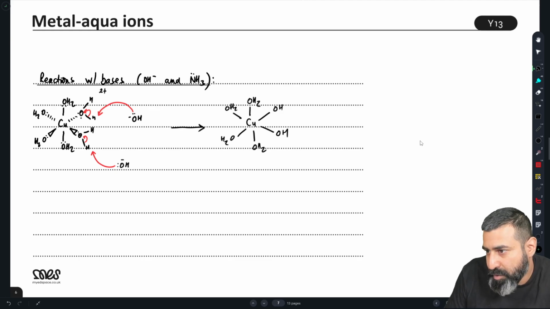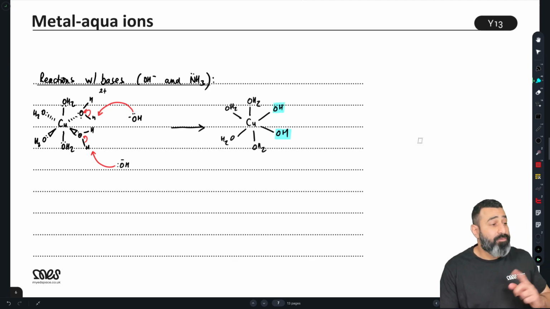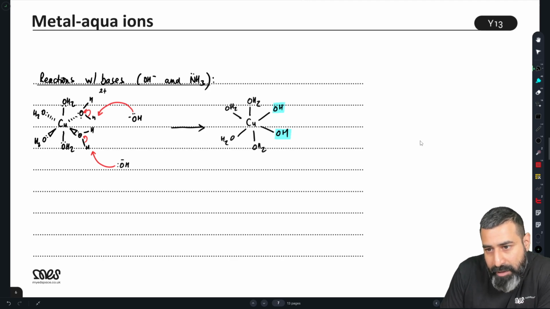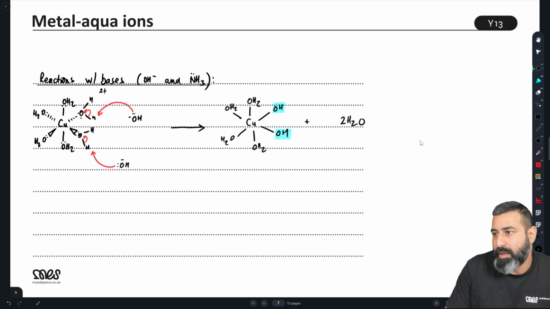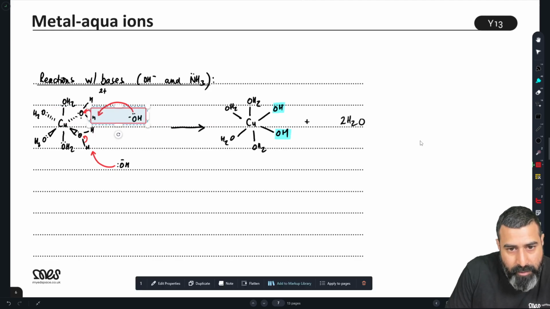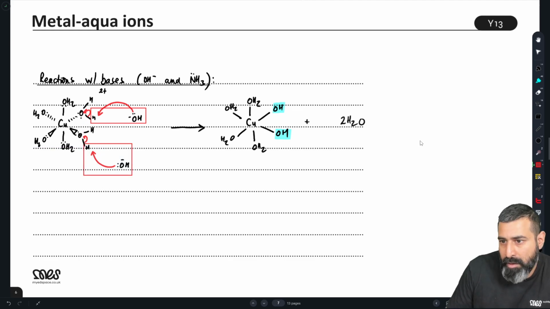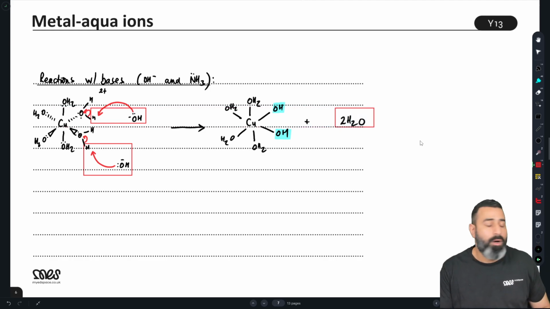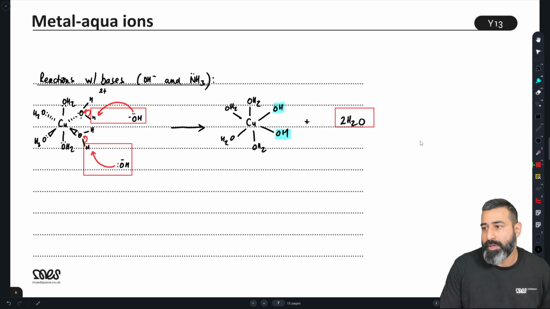But we've also generated 2 OH groups from the deprotonation of hydrogen from my water ligands, and I've generated 2 lots of H2O in that process, because this is the generation of my H2O. So I get 1 H2O forming here and 1 H2O forming here. So that's where we get 2 H2O, and I'm left with 2 lots of hydroxide on my transition metal complex.